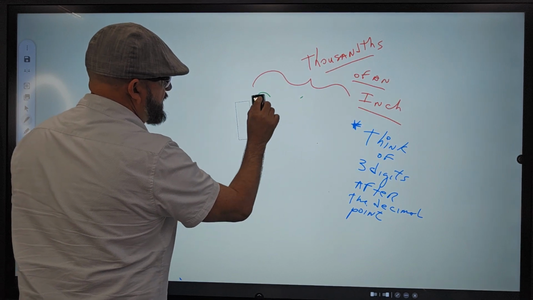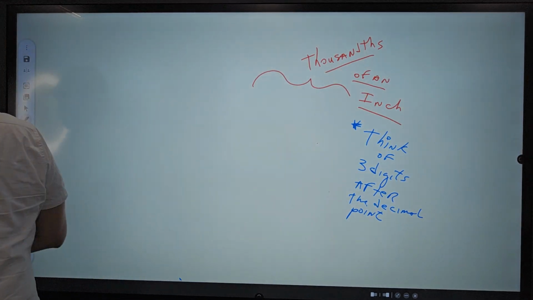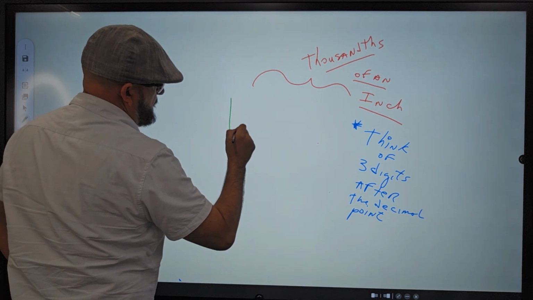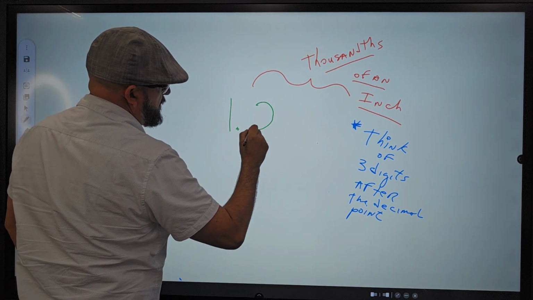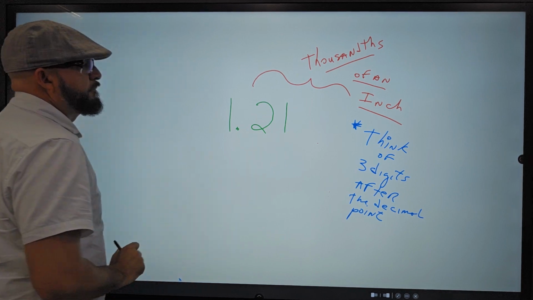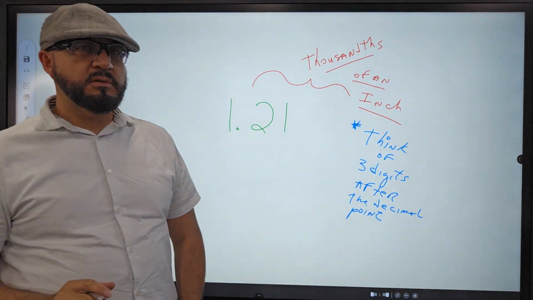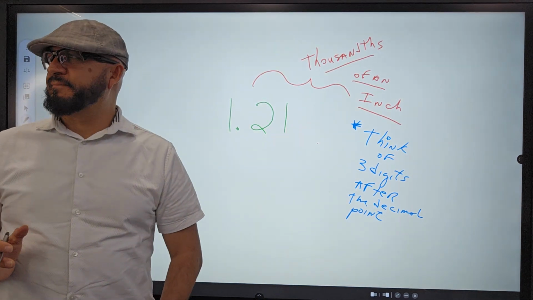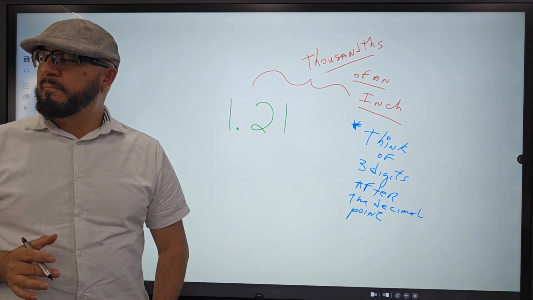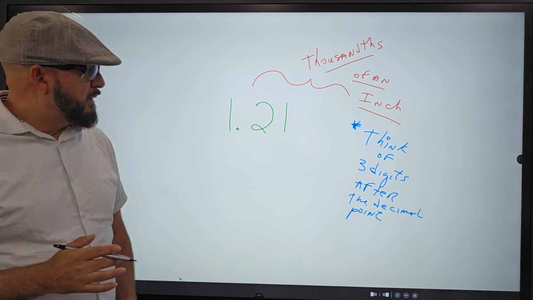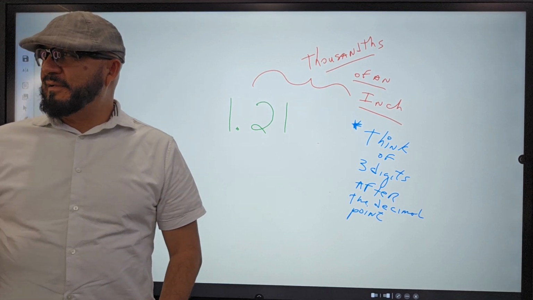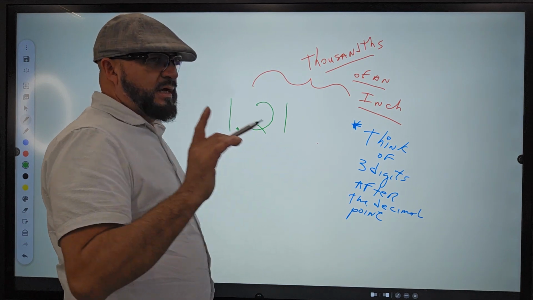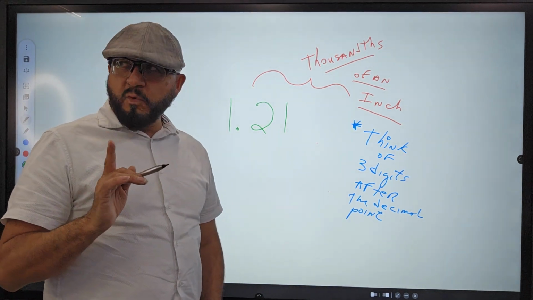So let me give you another example. Let's say you have a different number here. We're talking inches still. How would you read that number? Who wants to try it? 21 thousandths of an inch, or 1 inch and 21 thousandths. Right, so you're saying 1 inch and 21 thousandths. Almost correct, but not quite.